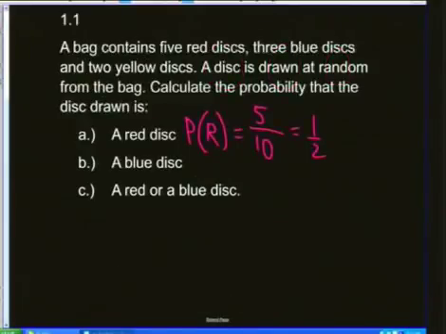What about the probability of it being a blue disc? How many blues do I have? I've got 3 blues out of 10. So I've got a 3 in 10 chance.